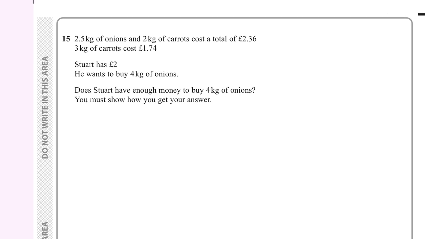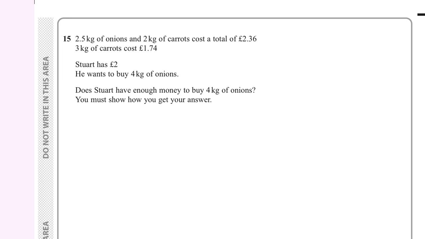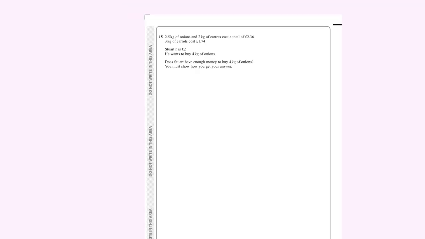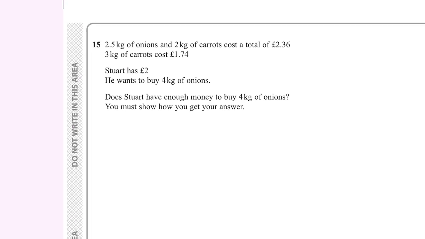This is definitely quite a tricky one because the carrots are a bit of a throw off, because we do need to use that information about the carrots, but he doesn't even want to buy carrots. So what we're going to need to do first is find out how much 1 kilogram of carrots is. We can find out how much 2 kilograms of carrots are, and use that to subtract from the total to find out how much 2.5 kilograms of onions are. Essentially, it's quite a few steps, which is why, how many marks is it, 4, I reckon? 5 even.